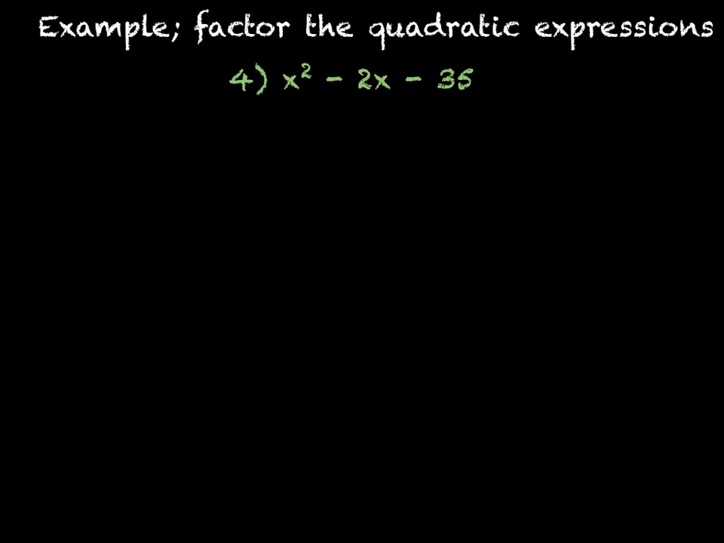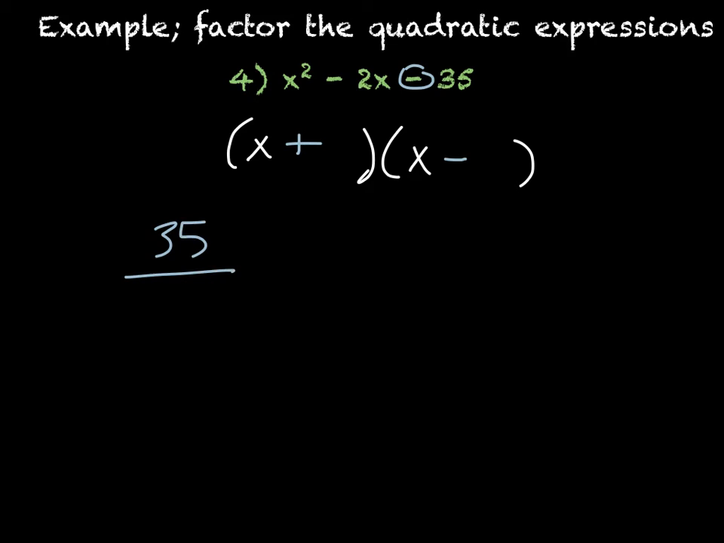In the last example, we have x squared minus 2x minus 35. So that's x, x, and I need to now look at my sign. Second sign is negative, so my signs are going to be opposite, one positive, one negative. And I'm looking for factors of 35. 1 and 35, 5 and 7.